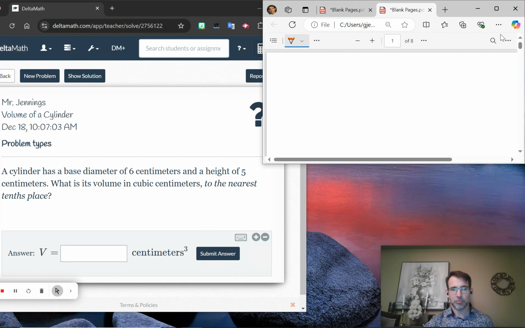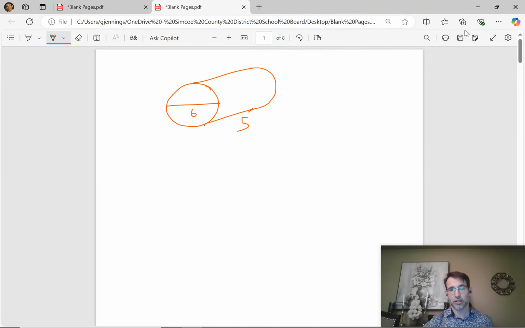A cylinder has a base diameter of 6 centimeters. So draw this. 6, there's its diameter. A height is my beautiful cylinder of 5. What is the volume in cubic centimeters to the nearest tenths place? Oh, we get to use so many of our skills here.